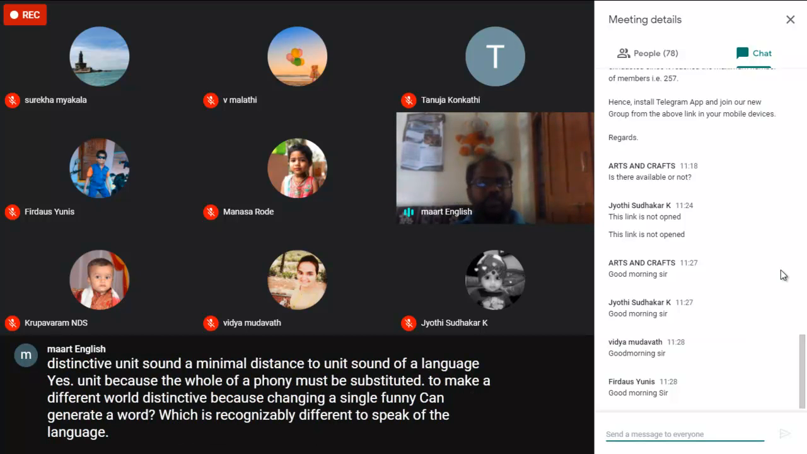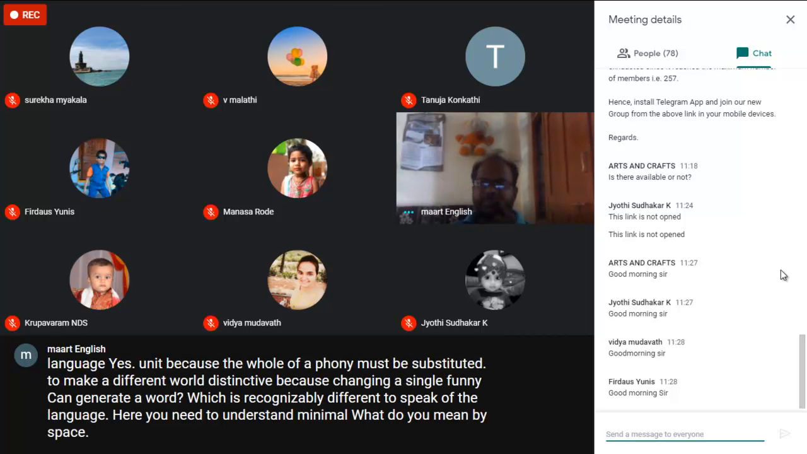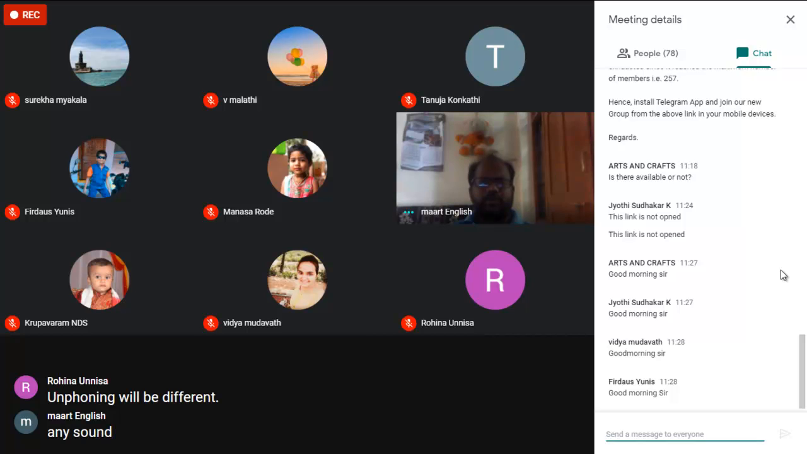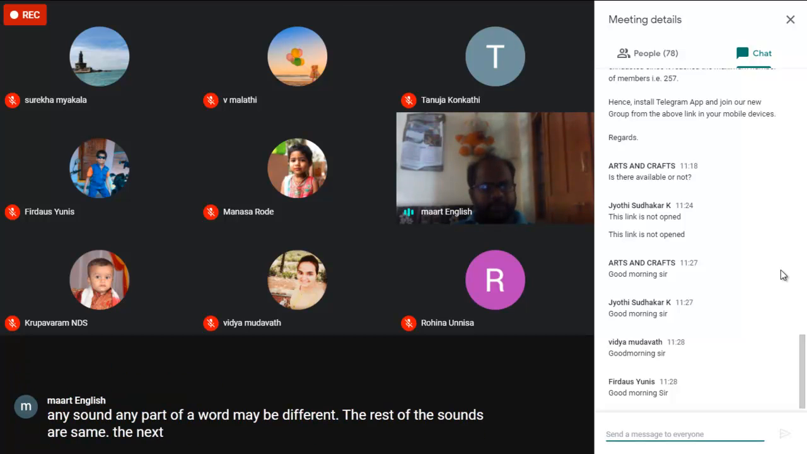Here you need to understand minimal pairs. What do you mean by minimal pairs? In minimal pairs, one phoneme will be different. Any sound, any part of a word may be different. The rest of the sounds are the same. The next component in phonology is minimal pair.